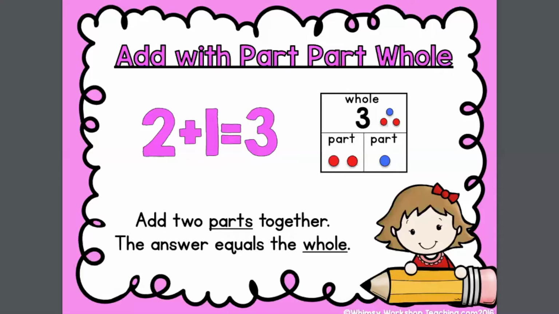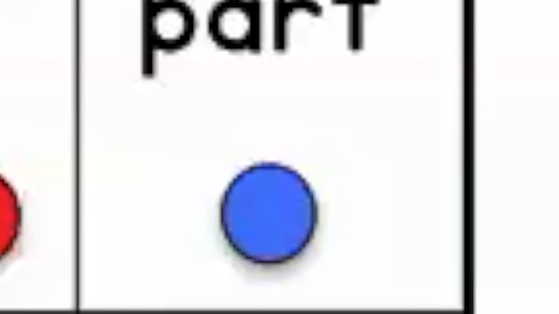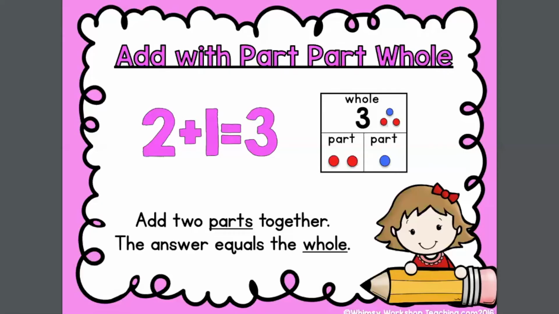Echo me. Step number 1, add 2 parts together. Step number 2, the answer equals the whole. I see in this example, my parts are 2 and 1. I see 2 red dots, and I see a group of 1 blue dot. So I'm going to add those 2 parts together. When we add 2 parts together, we count all together. Say count all together.